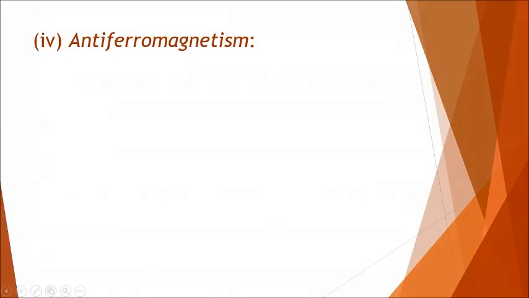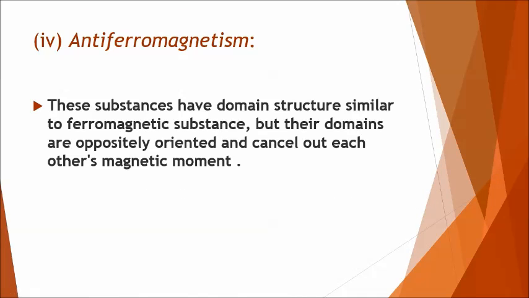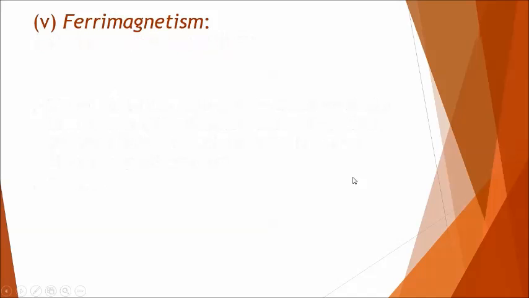Fourth one is antiferromagnetism. These substances have a domain structure similar to ferromagnetic substances, but their domains are oppositely oriented and cancel out each other's magnetic moment. This is the difference between ferromagnetism and antiferromagnetism. The example is MnO.